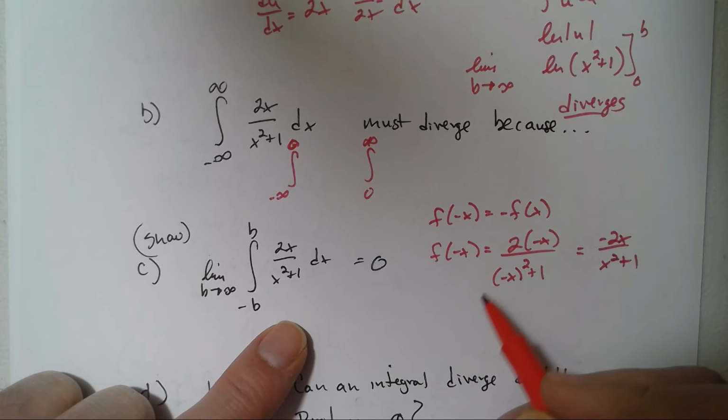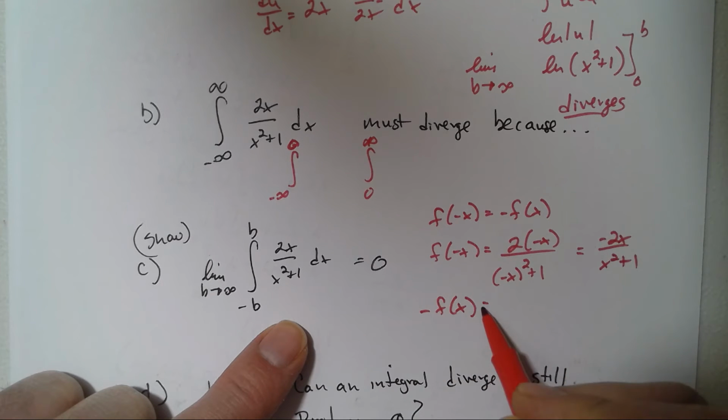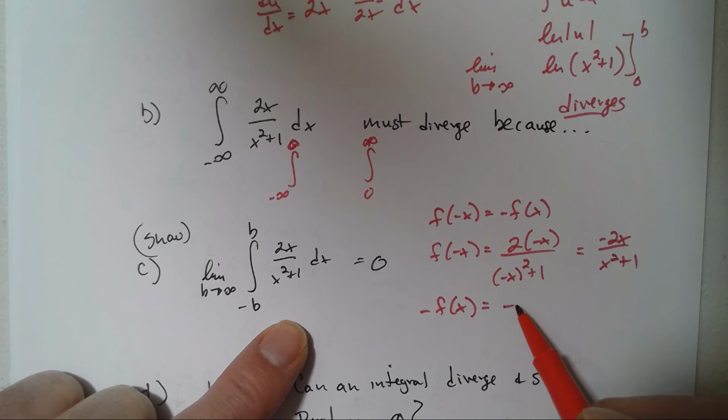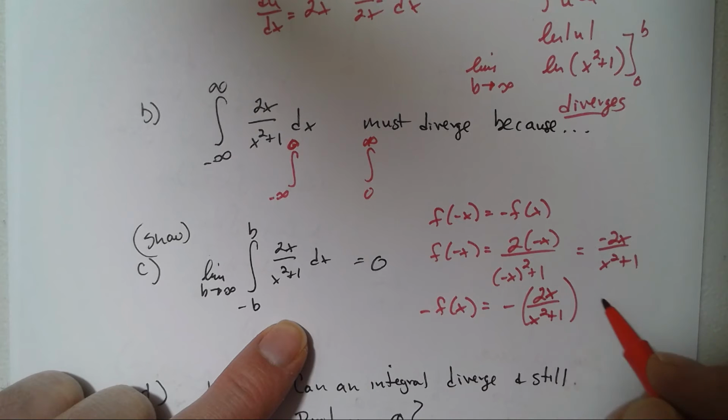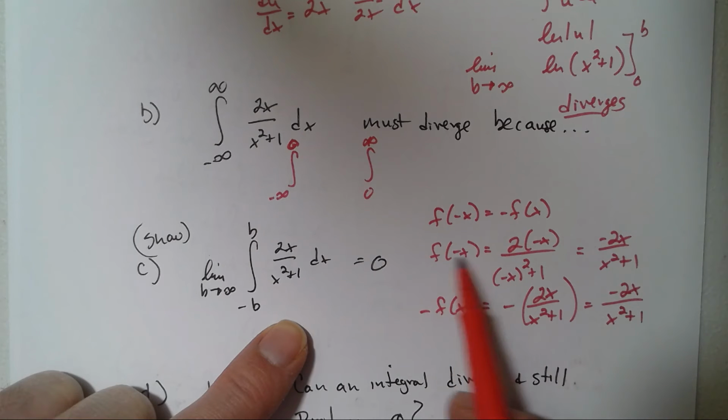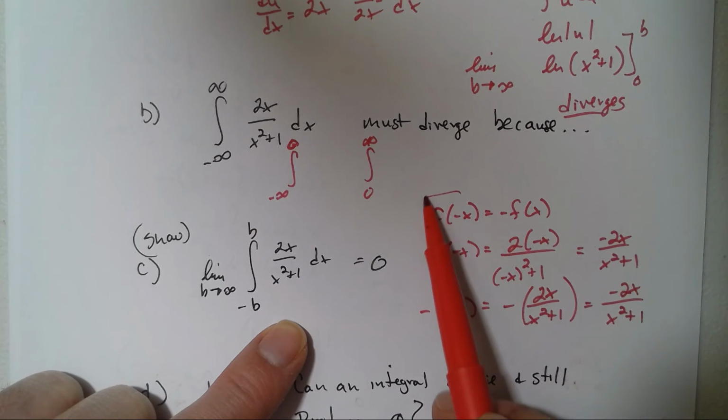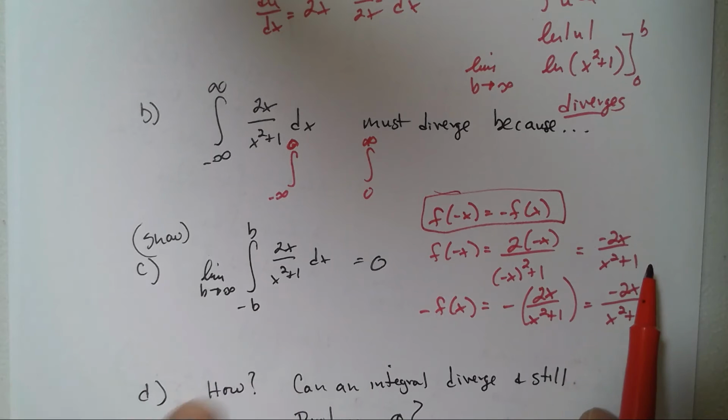And negative f of x is just negative the whole thing, and that negative can either go on top and bottom or out front. I'll move it to the top and then it becomes what we had before. So f of negative x and negative f of x are the same. That's the definition of an odd function.